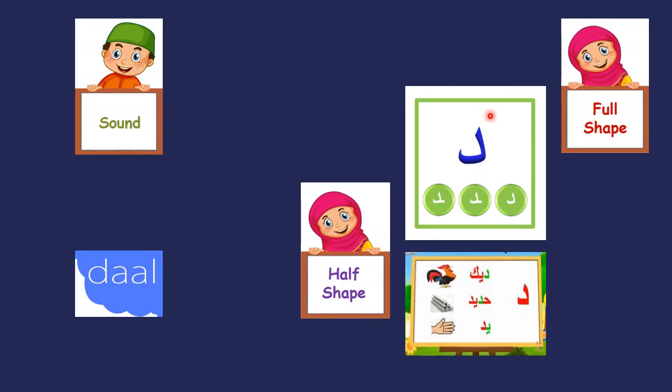This is the full shape of dal, and these are its half shapes: in the start, in the middle, and at the end. And when it comes in a word, the starting shape is like this, middle shape and the end shape. And you can see that there is no specific change in its half shape. It remains the same as its full shape. And the sound of dal is dal.